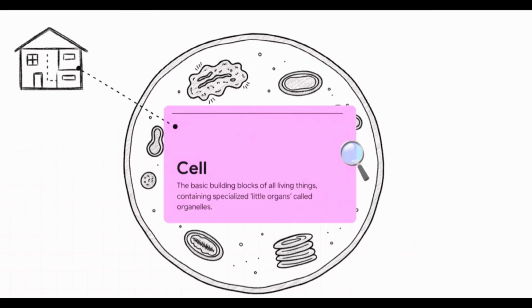Okay, so you've got your materials. Now you can start building the first real functional units. In our building analogy, cells are the rooms. Each one is its own self-contained space with all this specialized machinery inside, these little organs called organelles. You can think of them as the room's power supply, its trash disposal, even its security system, all humming along to keep that one room working perfectly.